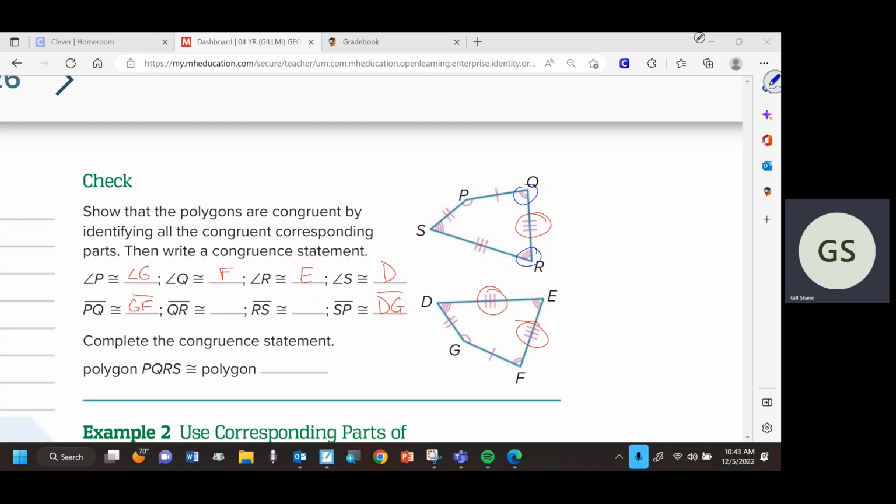So what was first? Q was first. So Q had 2 in it. So we'd say FE. So now for RS, it's the only side that's left really. So we really could just use that, but we'll go ahead and look at it.